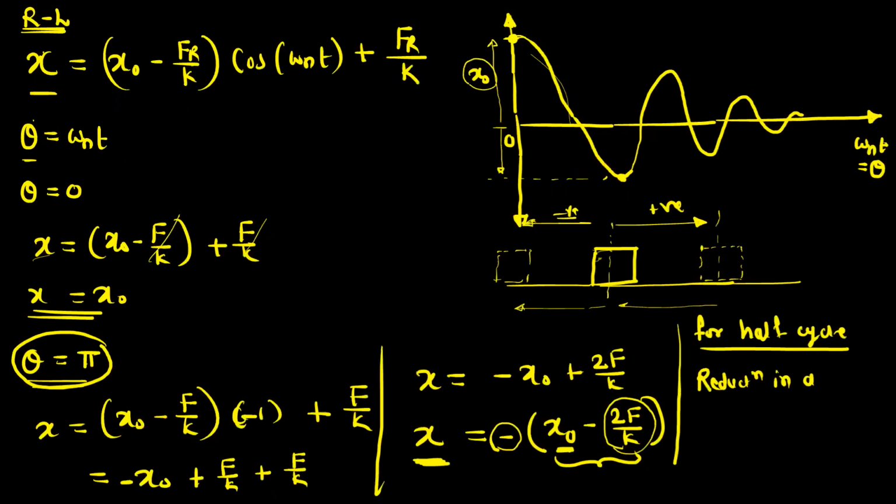So from this derivation, we determine the equation for x, that is the position of the mass for the Coulomb's damping. Okay. And also we have found out what is the reduction in the amplitude after half cycle and after one complete cycle. Now we have to find out what is the damp frequency for this oscillation.